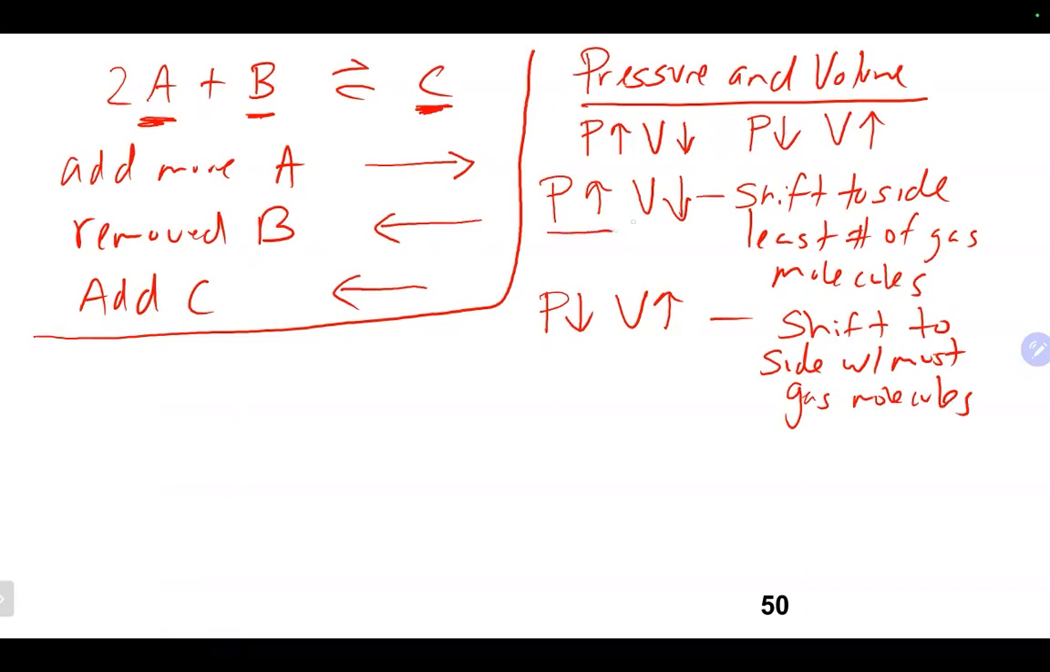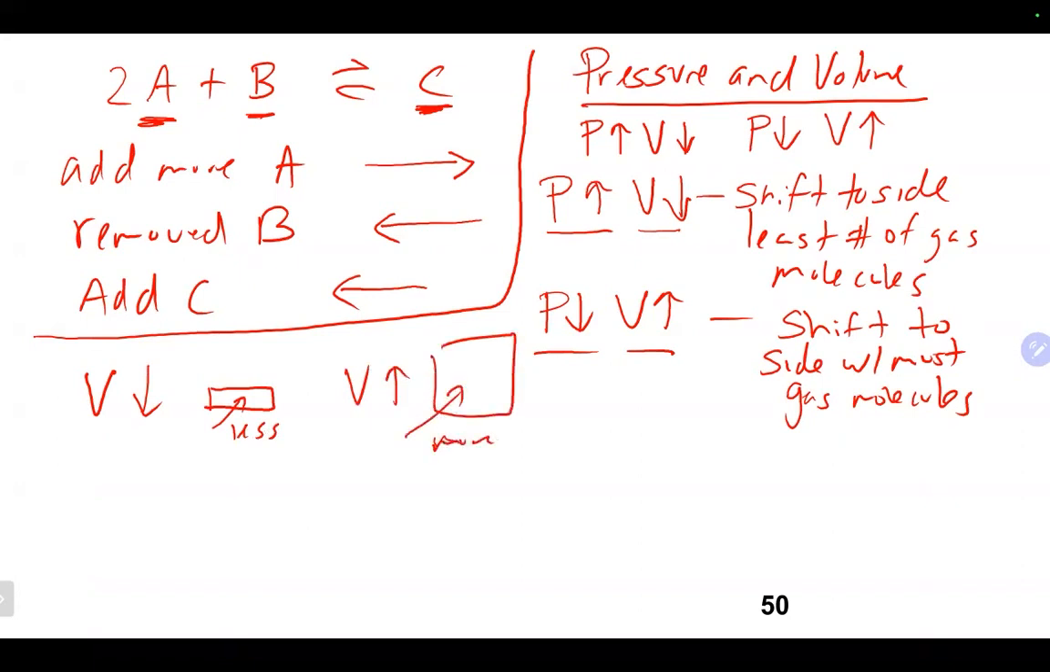Personally, because these two things are related to each other, I always think about it in terms of volume. If you have a small volume, you need fewer gas molecules in that smaller volume. If you have a larger volume, you need more gas molecules. So that's how I remember the relationship of how pressure and volume are related to each other. Smaller volume, you need less, and larger volume, you need more gas molecules. So that's a good way to think about it. Question on pressure or volume here?